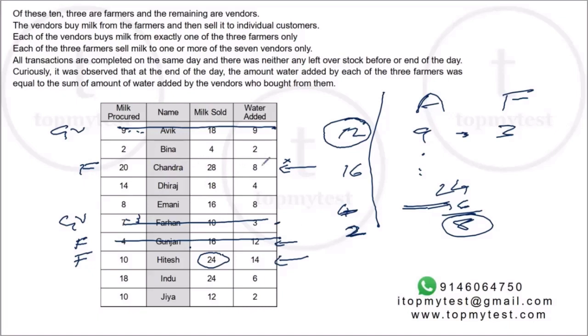Okay, now let's try to look at Chandra. Right? Chandra has 8 water added. So his vendors combined will add 8. So if Imani buys from Chandra, basically Chandra cannot sell to anyone else. But Imani buys only 8 liters, whereas Chandra has to sell 28. So Imani cannot buy from Chandra. Imani also cannot buy from Gunjan. So Imani will buy from Hitesh. So Imani will be Hitesh's vendor.